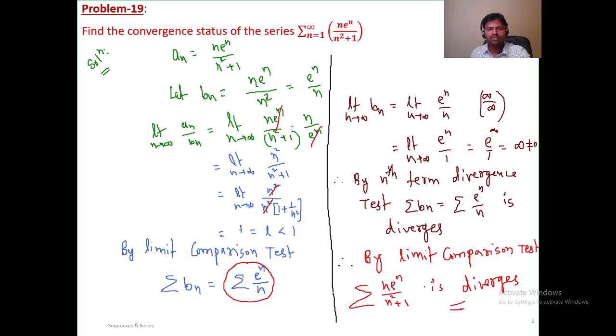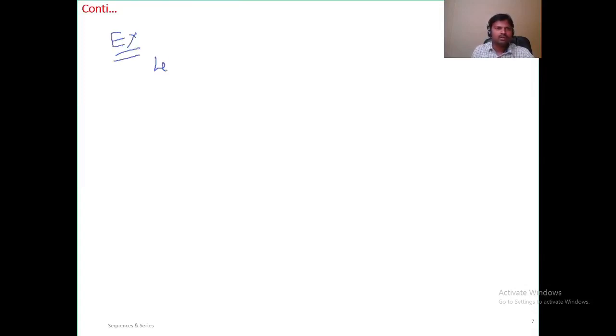For the same problem, take it as an exercise. Let you choose bn is equal to 1 upon n square once. You try and proceed. At the end, you will conclude that we cannot apply the test.